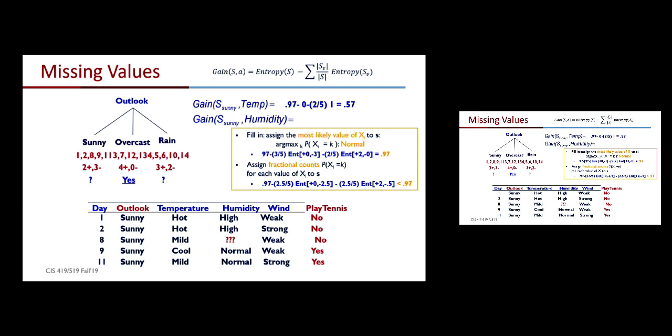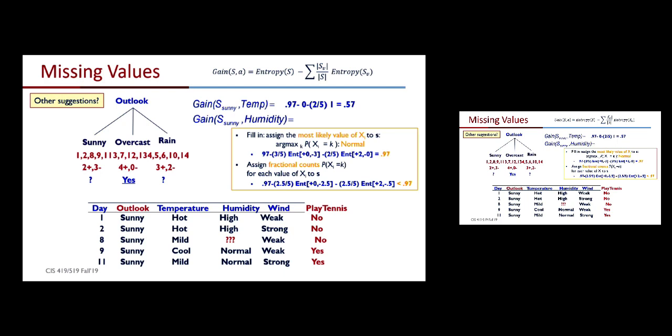This is going to be smaller than 0.97, and therefore I'm not going to choose this in this case. But basically, you can see that I have a range of possibilities here for how to compute information gain where I have a missing value. Other suggestions for doing it?